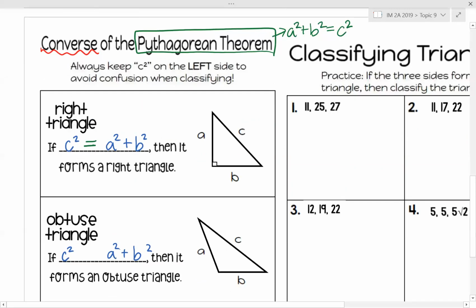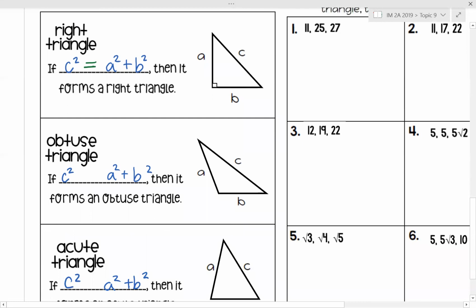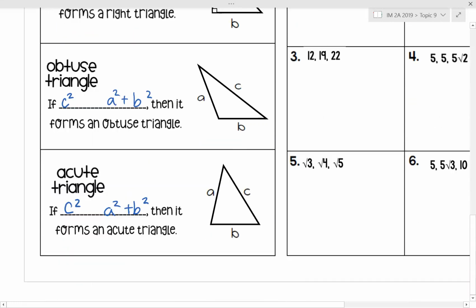In these problems, we don't have pictures of a right triangle. We just have numbers. So we're determining, is this a right triangle or a different type of triangle? We can actually classify all three types of triangles by angle here. A right triangle is when C squared is equal to A squared plus B squared. An obtuse triangle occurs when C squared is greater than A squared plus B squared. And an acute triangle occurs when C squared is less than A squared plus B squared.